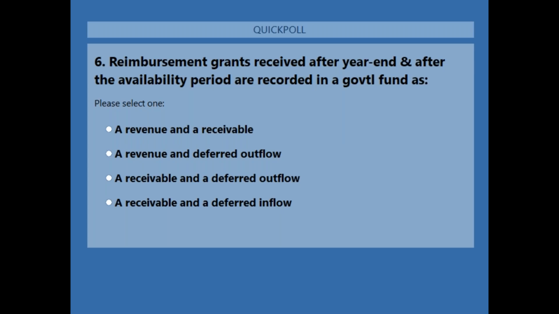Here we're saying it's an expenditure-driven grant on a reimbursement basis. I got the money in after year end, but I also got it in after the availability period. So do I get to book a revenue, in a governmental fund? It's a yes or no, a 50-50 chance. And then what else am I booking? Am I booking a receivable, or does it get to go into one of GASB's new deferred inflows and outflows?